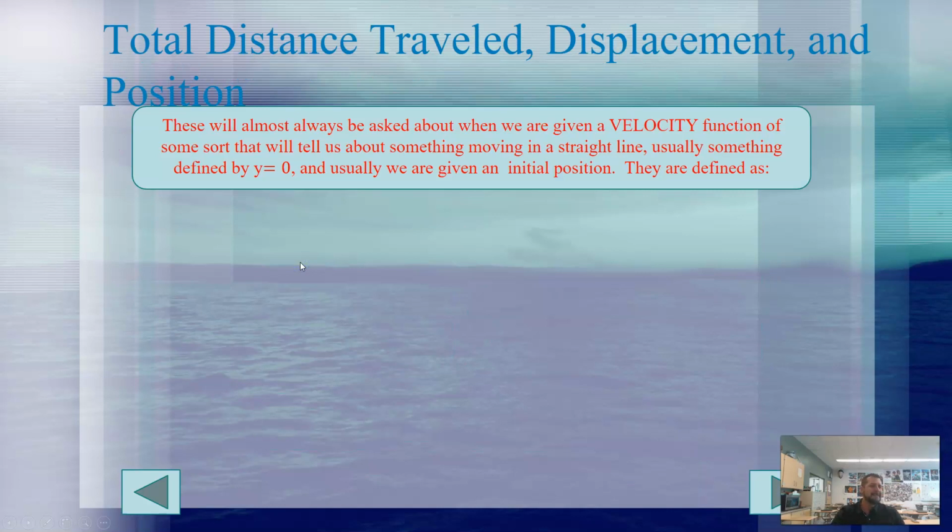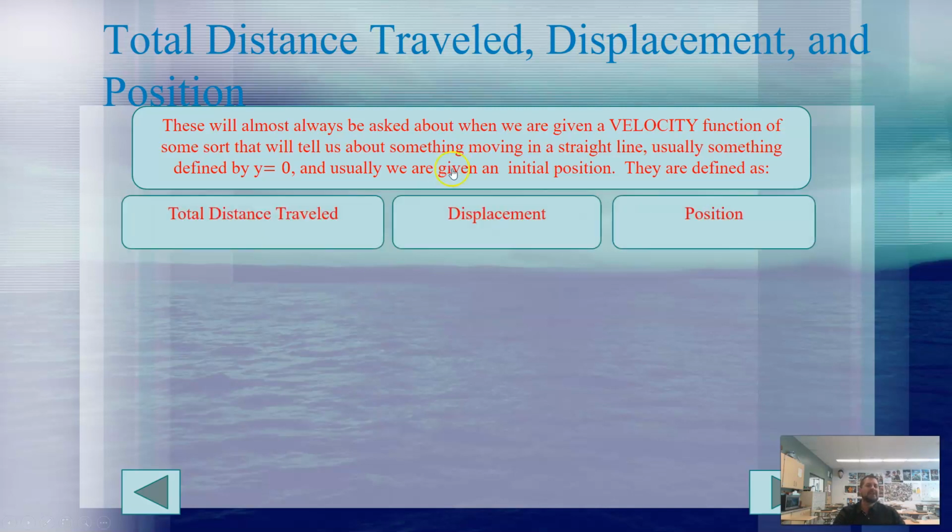When I'm asked to find one of these three things, whether it's total distance traveled, displacement, or position, again, what you will have is probably a velocity function as well as what line the particle is moving backwards and forwards on and an initial position.